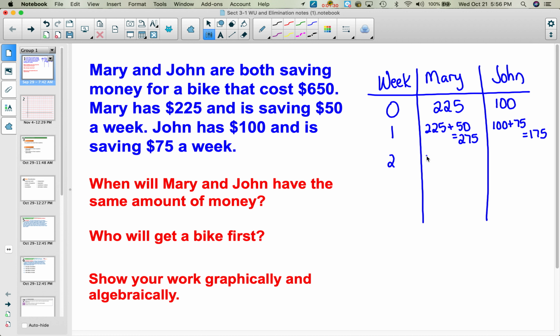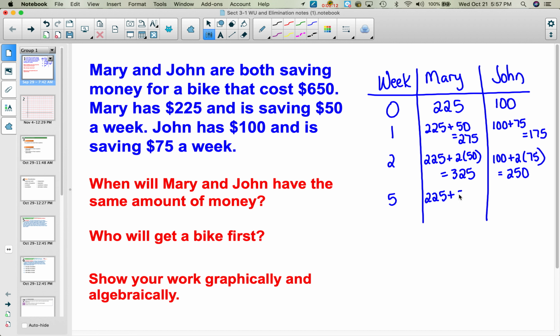In 2 weeks, she has her 225 plus 2 times 50. He's going to have 100 plus 2 times 75. So she'll have 325, he'll have 250. So you can kind of see how this is going and how it's similar to what we did before. So we can actually do this graphically. We can show our lines on the graph, and I'm going to jump to week 5, so I can get a number a little farther out.